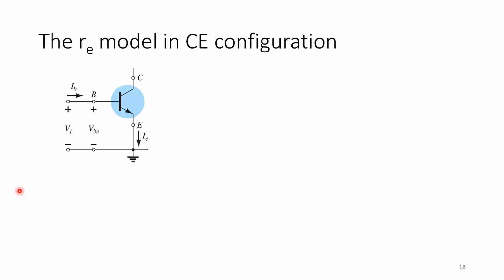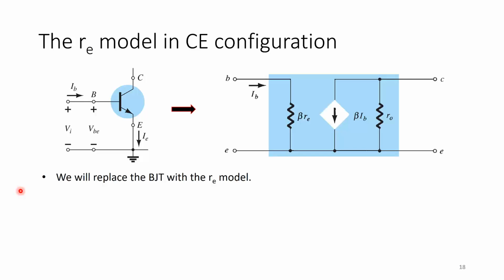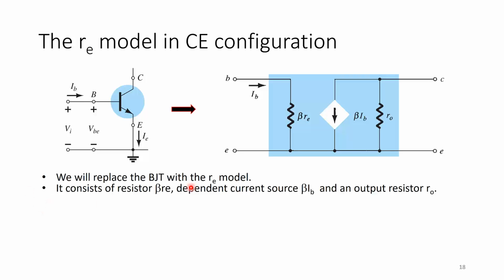Okay, let's have a look at the RE model in common emitter configuration. So we know that we want to replace the BJT with the RE model, and this is how it looks. It consists of a resistor beta RE, a dependent current source beta IB, and an output resistor R out. To find the value of RE, just this RE here, we need IE from DC analysis. Beta is the same beta given from the previous, just as in the DC biasing circuit, and we will see how to find R out.